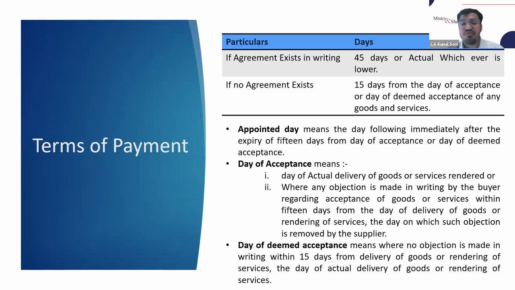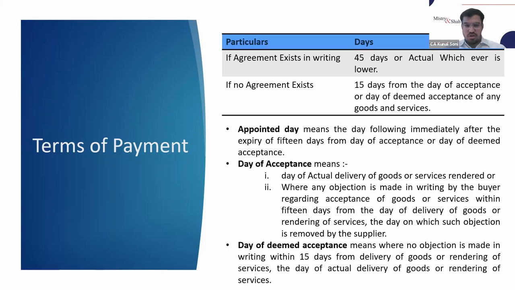And what is the day of deemed acceptance? The day of deemed acceptance means where no objection is made in writing within a period of 15 days from the delivery of goods or rendering of services. The day of actual delivery of goods or rendering of services would be considered. So that is deemed acceptance: the actual delivery of goods or services is considered to be an acceptance of the same.